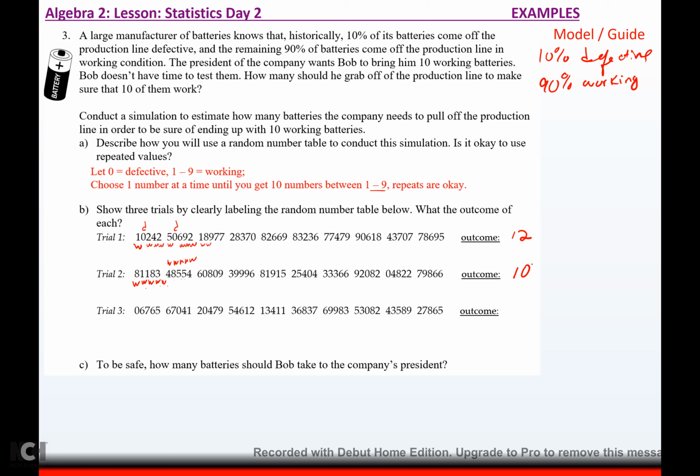For trial 3, defect, work, working, working, doesn't work. There's 4, 5, 6, 7, 8, 9, doesn't work, 10. So on this one I had to pull 1, 2, 3, 4, 5, 6, 7, 8, 9, 10, 11, 12, 13. I had to pull 13 in order to get 10 working. So to be safe, I should pull 13. All right.